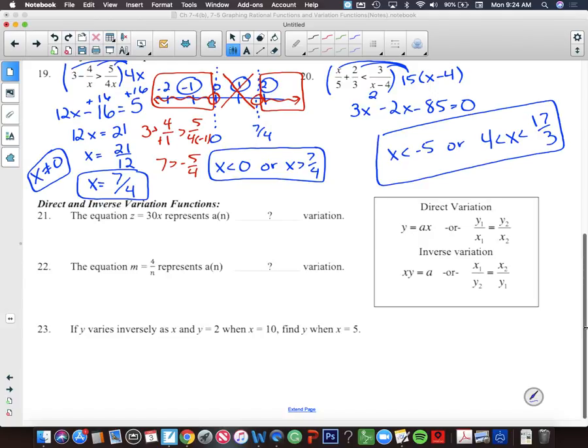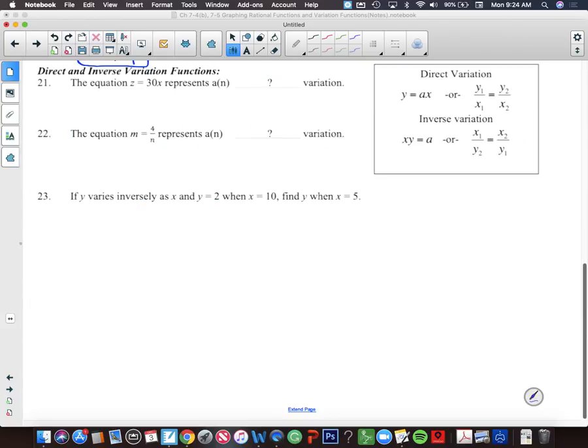All right, let's finish these last few problems. So the equation z equals 30x represents a direct variation. Usually when there is just multiplication like that, straight across, that's direct variation. Look at the equation over here, direct variation right there. They look the same, okay? Second one here, we got division. That doesn't look like the equation off to the right, but this is inverse variation.